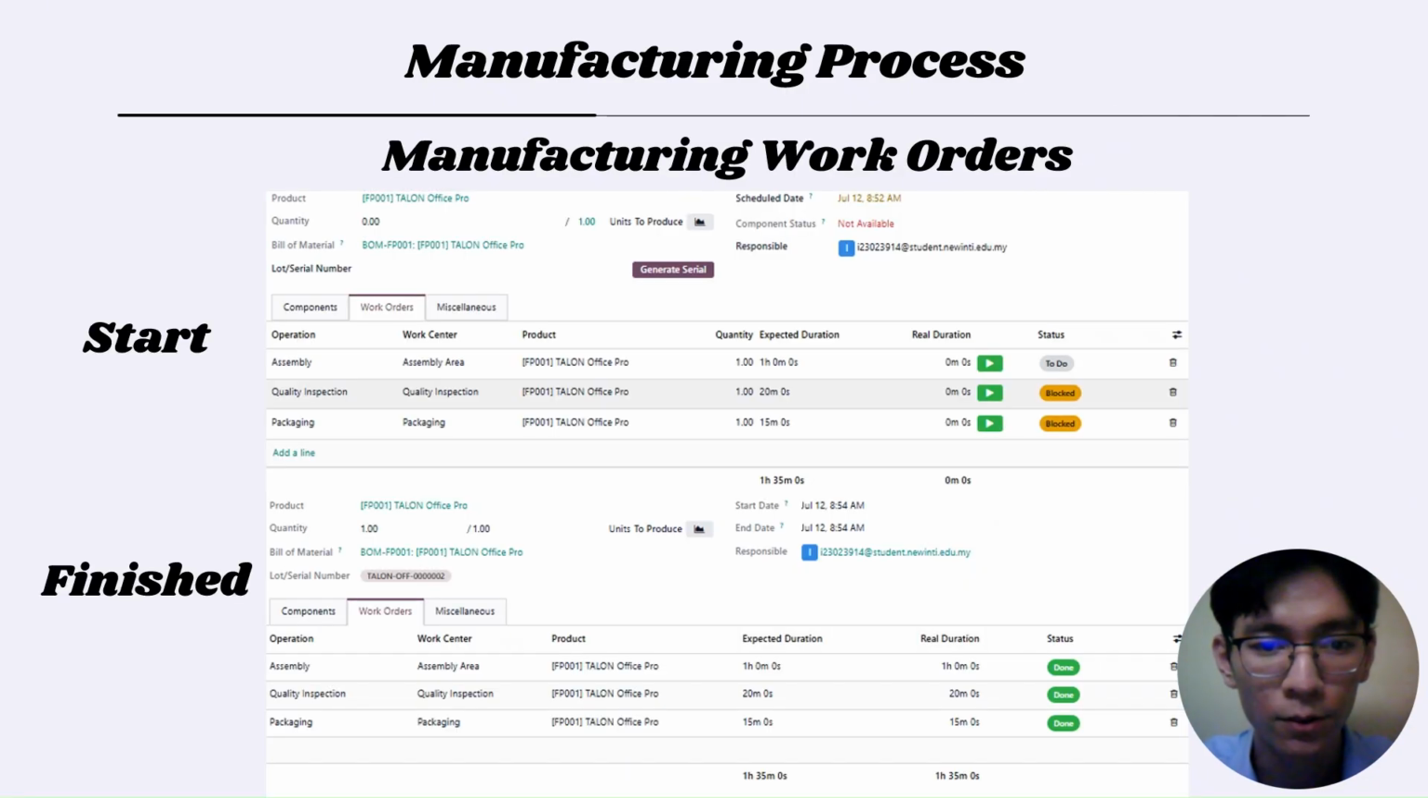So after starting to produce the product, the assembly center will show a status of to do, and the other two work centers will show the status as blocked until the assembly center finishes the product. And then next the product will go to the quality work center to ensure the quality is good, and then you go to the packaging center to package the product and deliver to the customer. And when the work centers are all finished, the status will change to done.